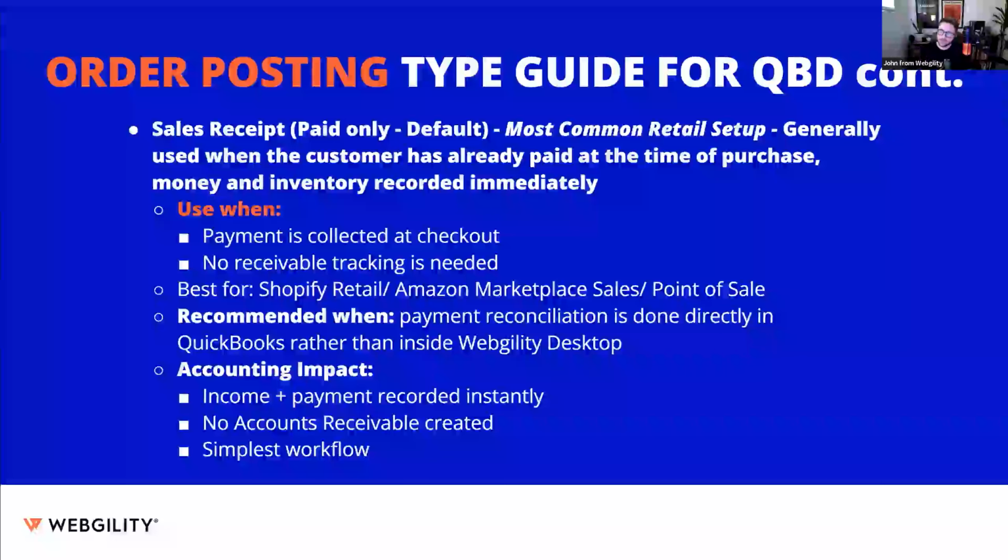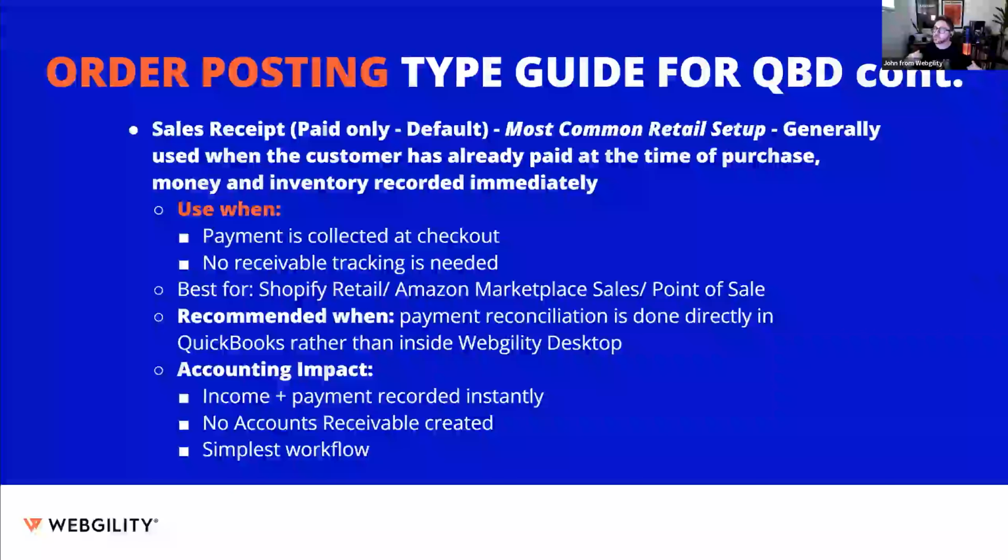So where invoice unpaid is the most recommended setup that we give people, because we push people to that when they get to a certain point if they're using B2B or wholesale, the sales receipt is the default option. When you boot up Webgility for the first time, it's always going to be defaulted to sales receipt. That doesn't mean that you need to use sales receipt. If you have an invoicing or net payment option that you need to use, that's always able to be changed too. But sales receipt is the default. The accounting impact is that everything's recorded instantly from the income to the payment. Again, no accounts receivable is created because it's done and done, right?